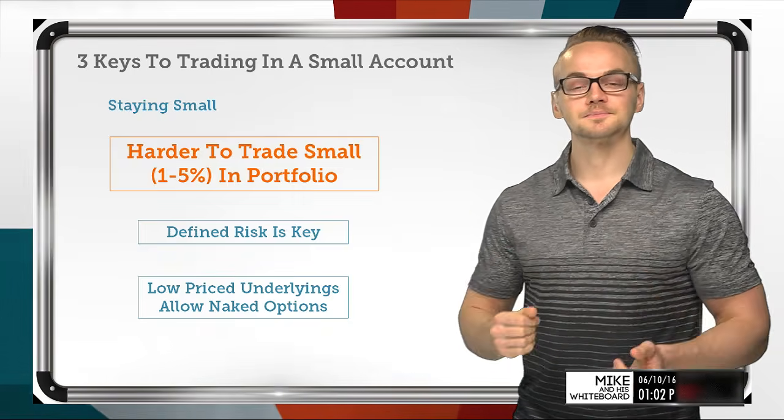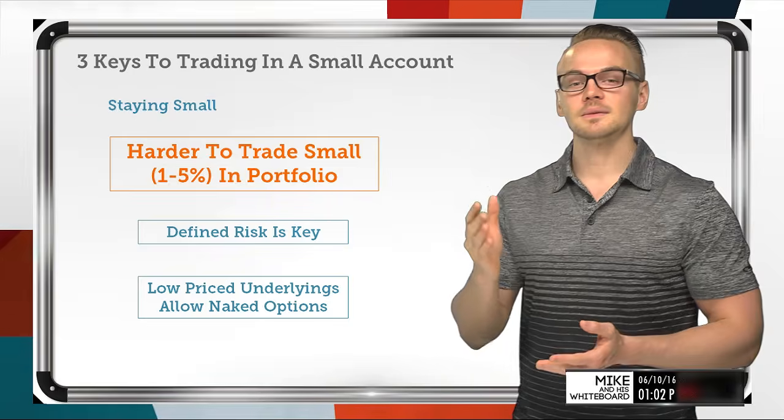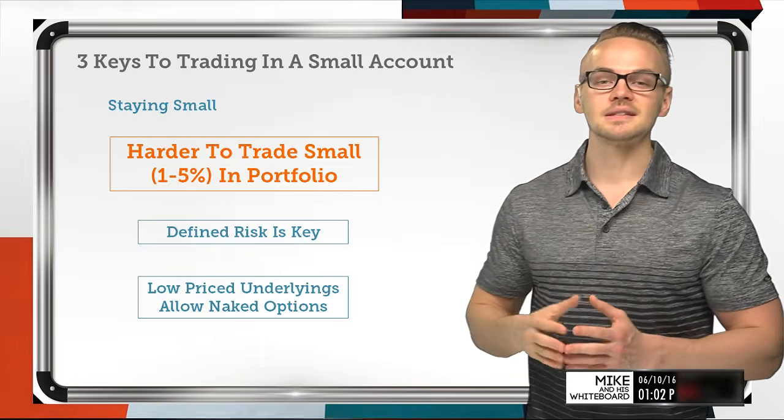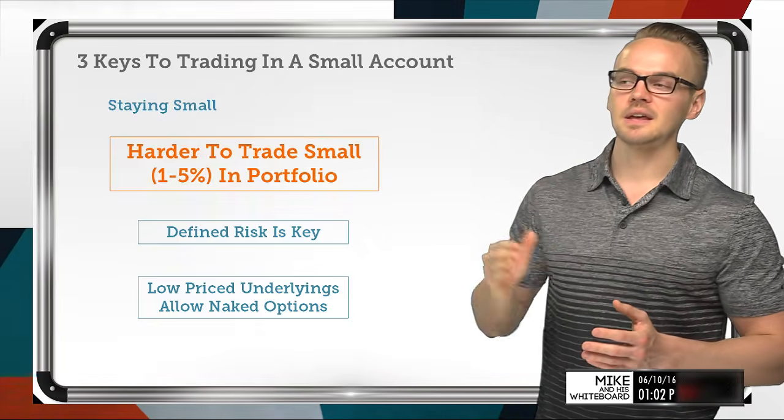So what does this mean? Well, if I have a $100,000 account, that means that if I'm selling premium or I have a trade on that takes $5,000 in buying power or less, then I'm staying within this range.